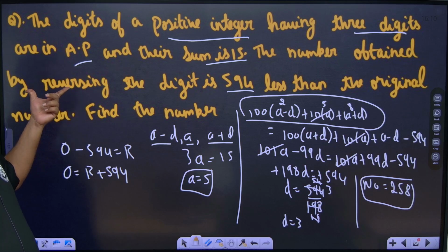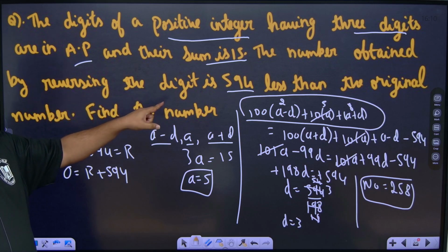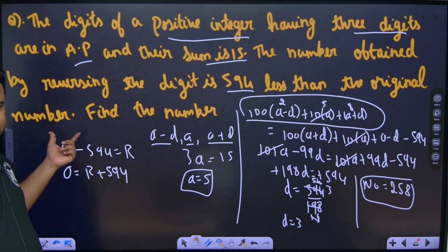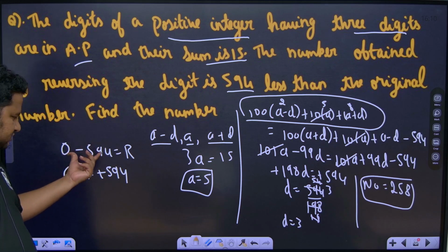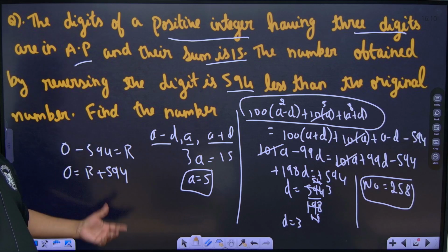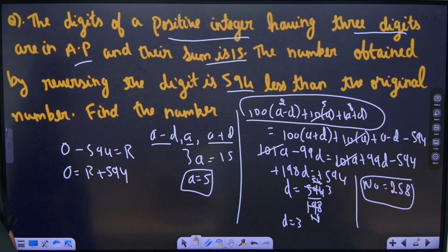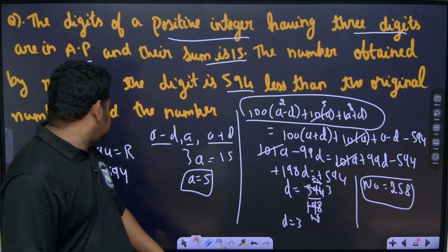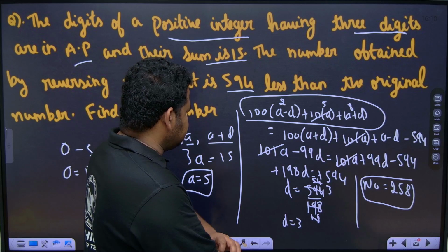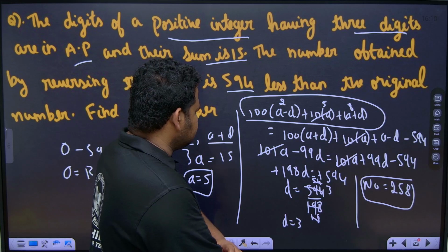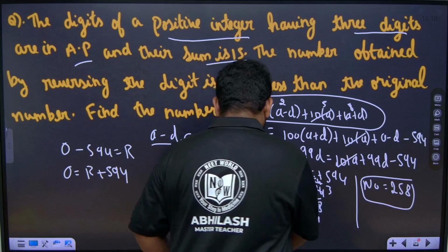The number obtained by reversing the digits is 594 less than the original number. That is, from the original, 594 less means you will get the reverse. You can keep it this way or the other way; this one is easy for us. But then you subtracted it. Minus 594, I did. Okay, let us see, just a minute. That's why I was confused actually. Okay, fine, let us see then.